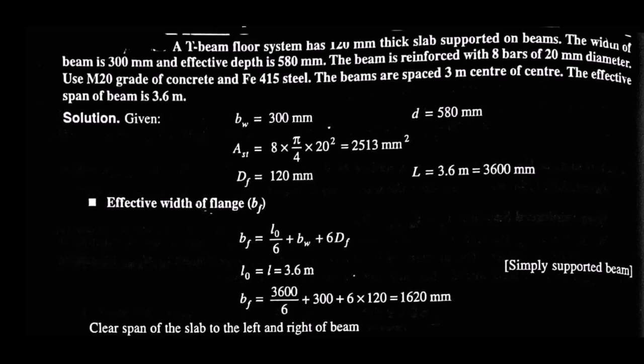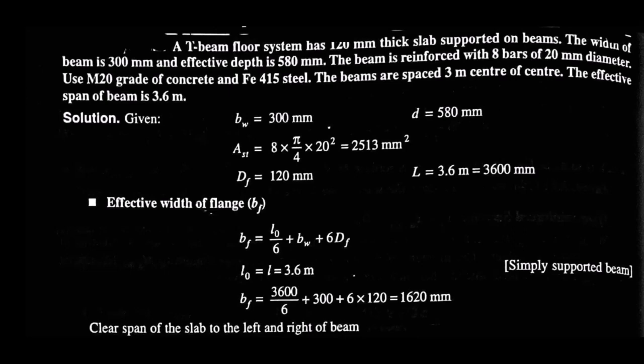The beams are spaced 3 meter center to center. The effective span of the beam is 3.6 meter. So, as per the question, we have some given data, that is BW, the width of web, 300 mm, and depth is 580 mm.